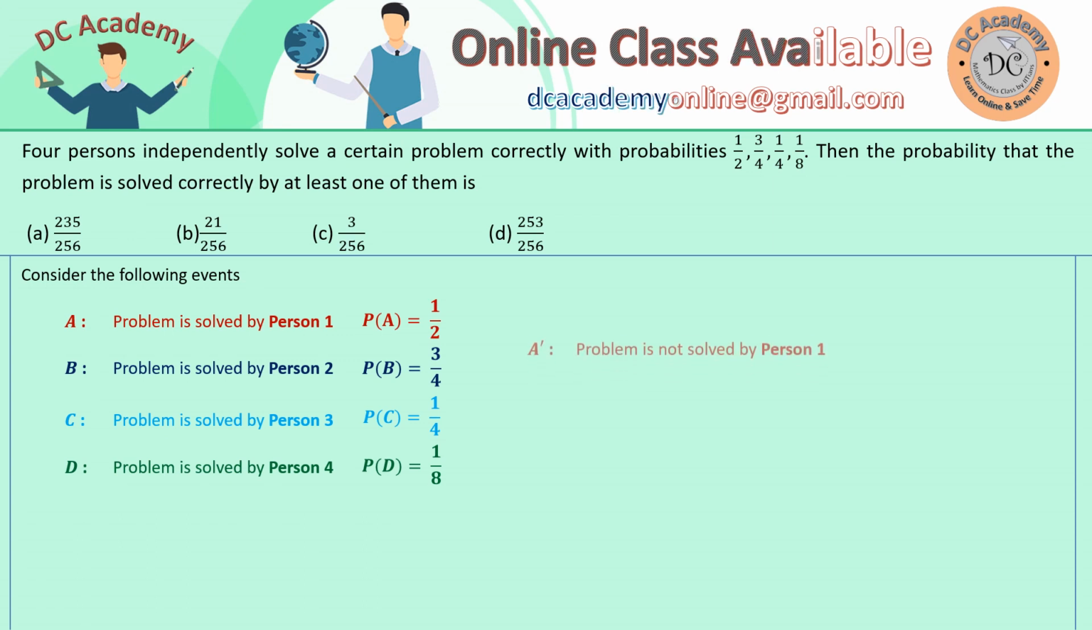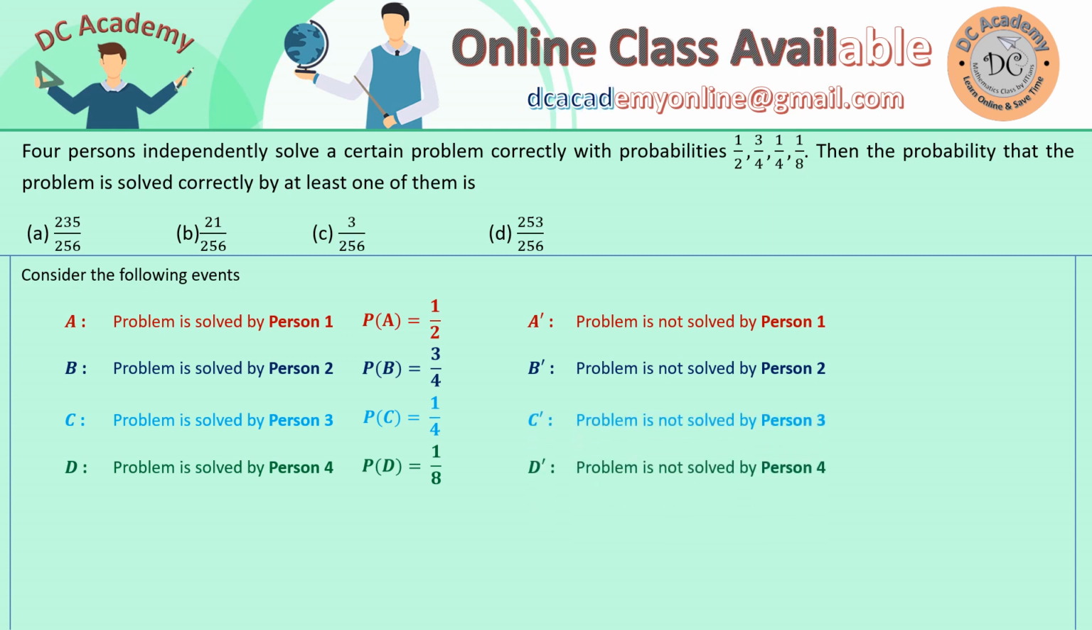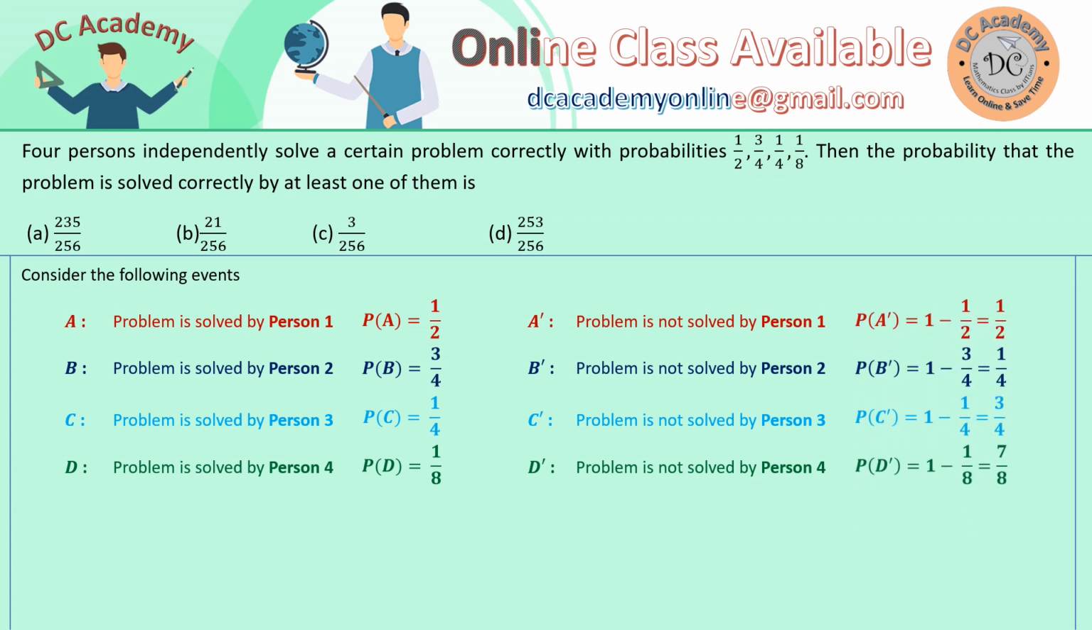Now let's see their complements. What is their complement? A complement means that the problem is not solved by person A correctly. Hence the probability of A complement will be 1 minus P(A), but we'll do that a little later. First we find all the events. The events B complement, C complement, and D complement respectively mean that the problem is not solved by persons 2, 3, 4 respectively. Now we calculate all the probabilities of their complement events. Therefore it will be 1 minus 1/2, 1 minus 3/4, and so on, which is a very basic thing.